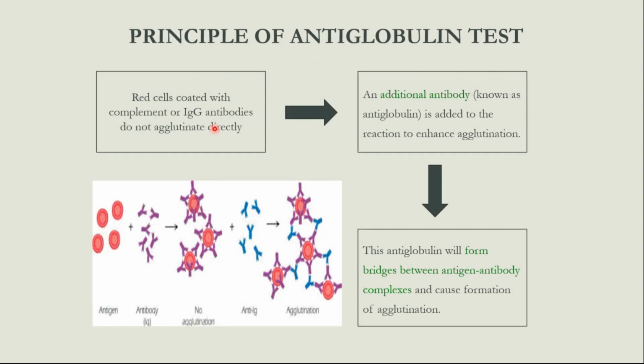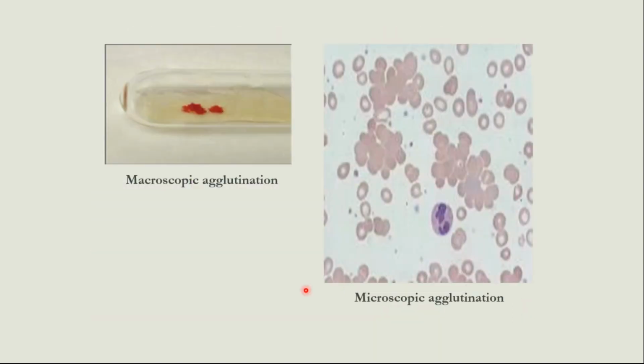Okay, the principle is that red cells coated with complement or IgG antibodies do not agglutinate directly. Add additional antibody, known as antiglobulin, to the reaction to enhance the agglutination. This antiglobulin will form a bridge between antigen-antibody complexes and cause formation of agglutination. Macroscopic agglutination.